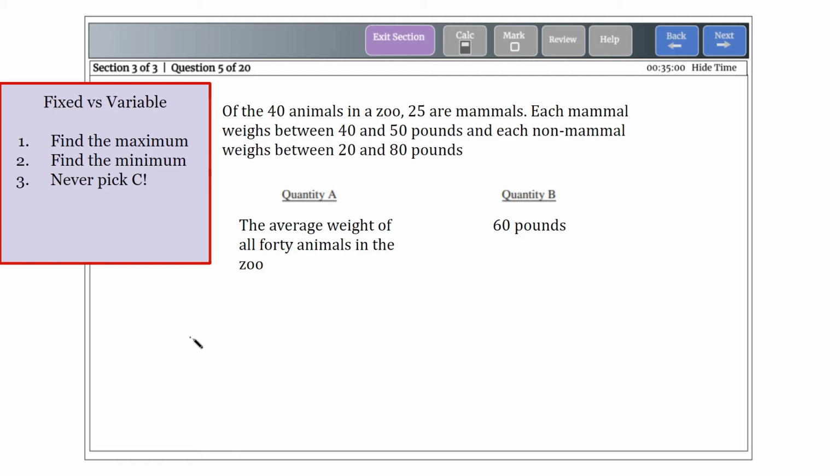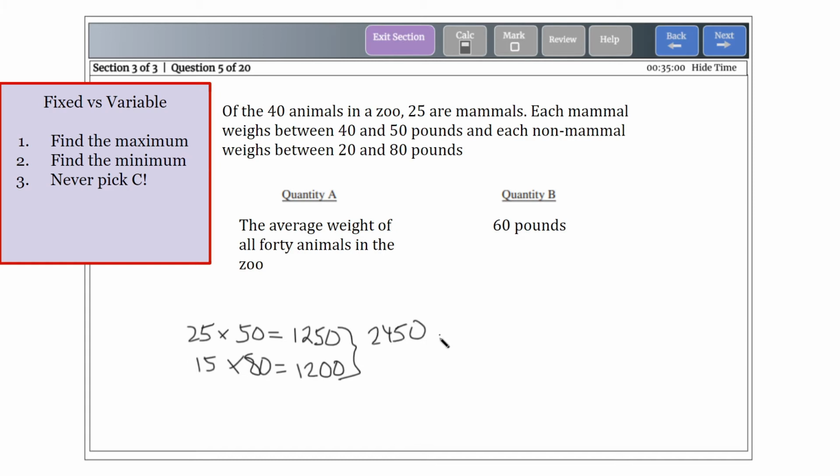So let's say we have 25 mammals, and let's say each of them weighs the most that they possibly could, 50 pounds. That's going to come out to 1250. And if we have 25 mammals and there's 40 total animals, there are going to be 15 non-mammals. And again, let's assume that they all weigh the most that they possibly could, in this case 80 pounds. That's going to total 1200. And so if we add our two values together, what are we going to get?